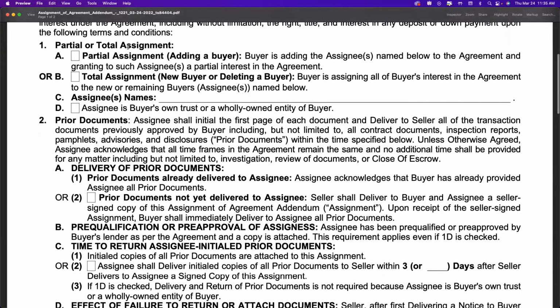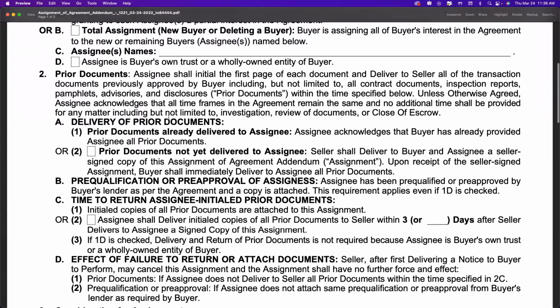So here's what we're going to look at. Partial or total assignment. Partial assignment, adding a buyer. So if Roberto was the only buyer on the property and then he wanted to add Jesus to that purchase agreement, because he needed him for either a co-borrower or some other reason, you would check off partial assignment, and it says buyer is adding the assignee or assignees named below to the agreement and granting to such assignees a partial interest in the agreement. So Roberto's purchasing it. He checks off that box because he's adding Jesus. In C, assignees' names, we're going to write Jesus's name. And that's it. That's all you're going to do for that part of it, adding a buyer. Okay?